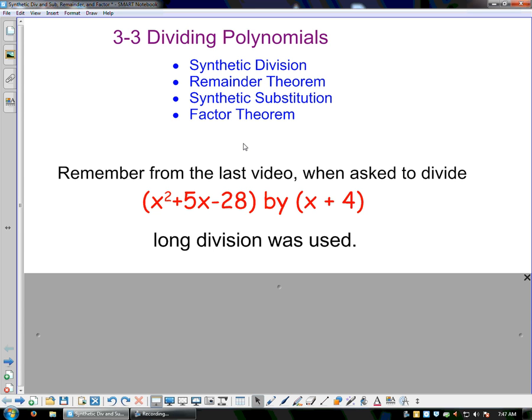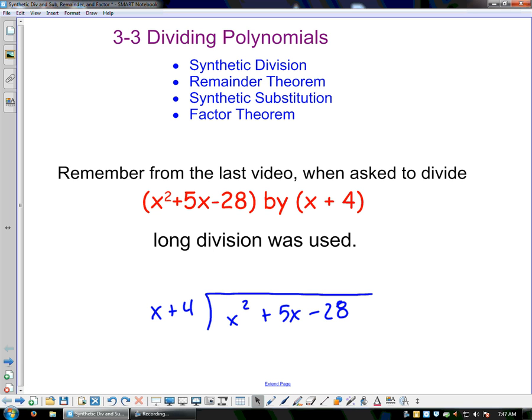From our last video, when we were asked to divide x squared plus 5x minus 28 by x plus 4, we used long division. Yes, it was. So we showed you the setup. We put x plus 4 outside because that is our divisor. Our dividend was x squared plus 5x minus 28, and we would do this long division process.